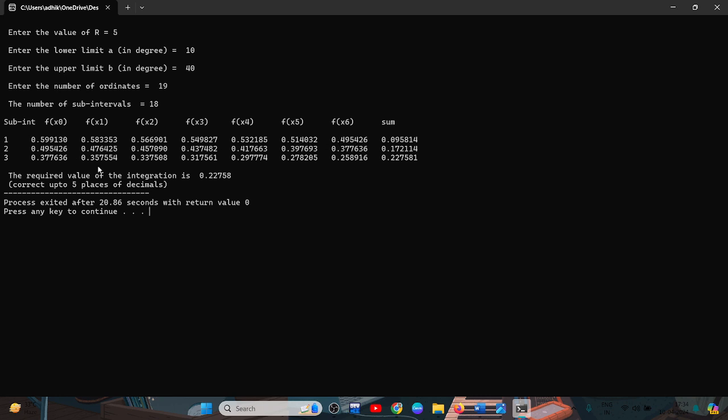For the first subinterval we have x0, x1, x2, x3, x4, x5, x6, and the corresponding values of f, and the sum by Weddle's rule. The value of the integration within this first subinterval x0 to x6 is this. Next subinterval x6 to x12, and this sum is the cumulative sum: the previous sum in the x0 to x6 interval plus the sum of the interval x6 to x12. Adding them, we get this new sum. And the third subinterval is x12 to x18. So the corrected and required integration is 0.22758.